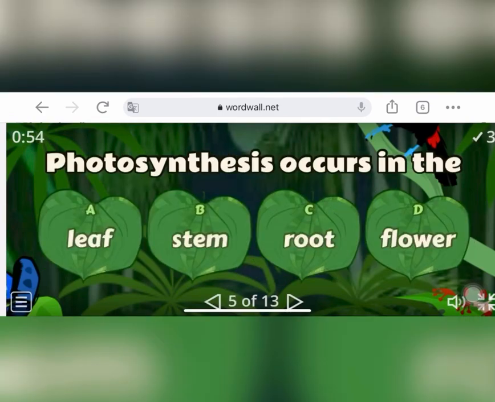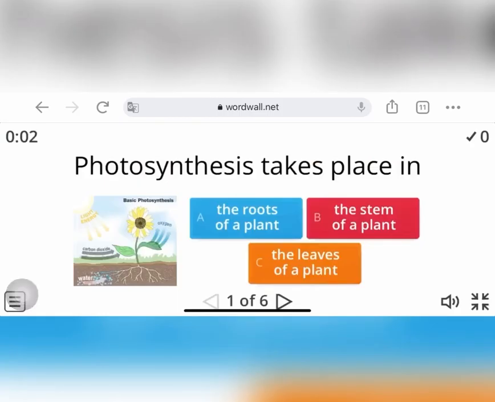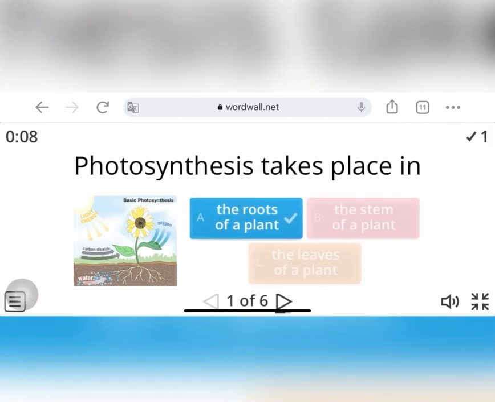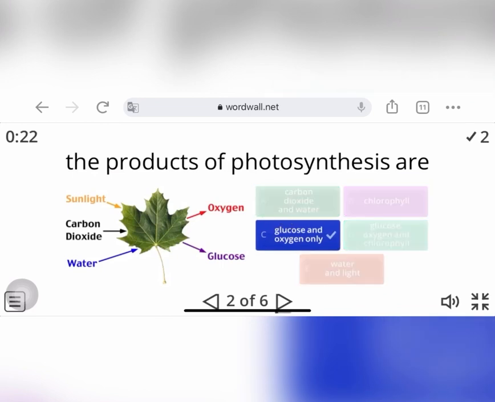oxygen concentration. Great. Photosynthesis occurs in the leaf. Perfect. Next, there are two reactions of photosynthesis, true or false? True. Well done. Next, photosynthesis takes place in the roots of a plant? Perfect. Next, the products of photosynthesis are glucose and oxygen only.